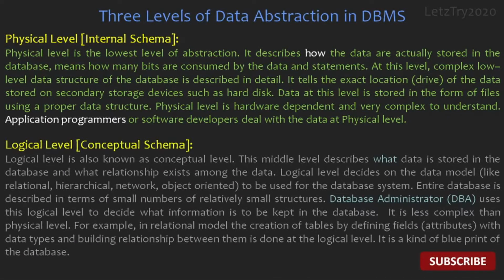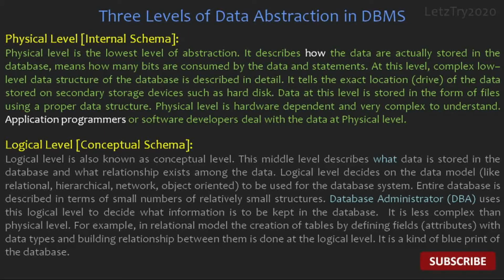Second one, logical level or conceptual schema. Logical level is also known as conceptual level. This middle level describes what data is stored in the database and what relationship exists among the data. Logical level decides on the data model like relational, hierarchical, network or object-oriented to be used for the database system. Entire database is described in terms of small numbers of relatively small structures. Database administrator or DBA uses this logical level to decide what information is to be kept in the database.